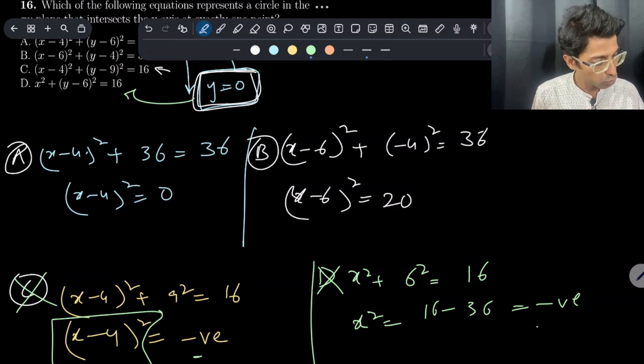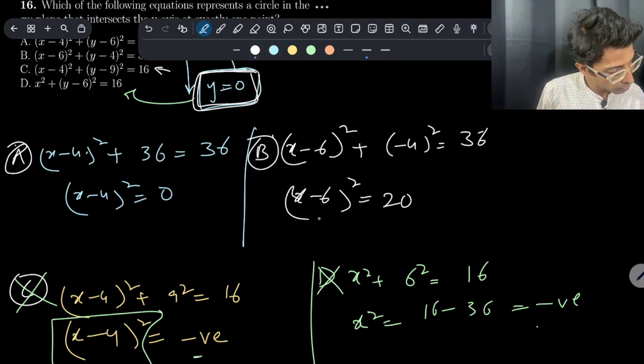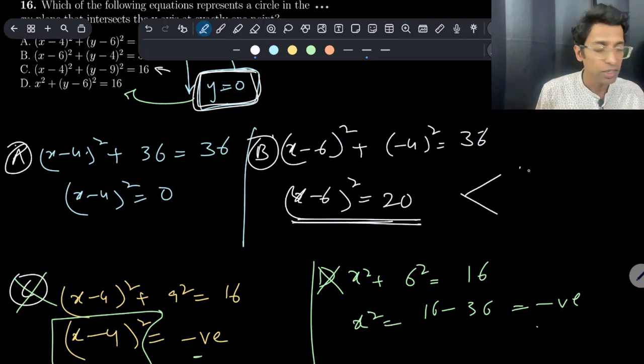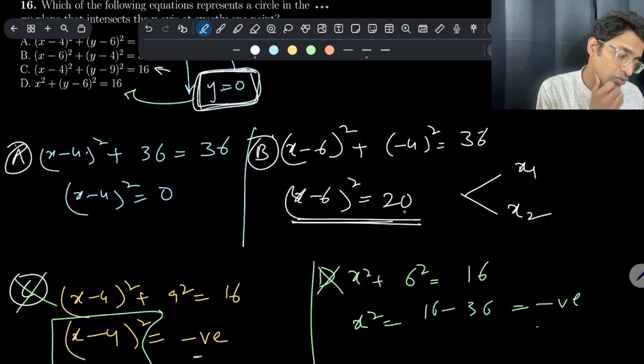Now you are left with two options here. One is option A and one is option B. One thing you can see here is that this is giving you two values of x. Here you are getting two values of x because x minus 6 whole square is 20.